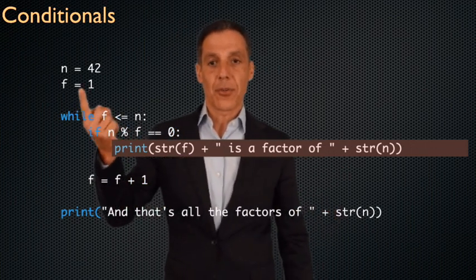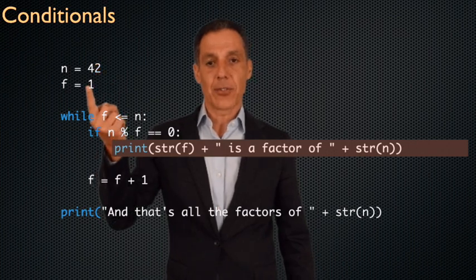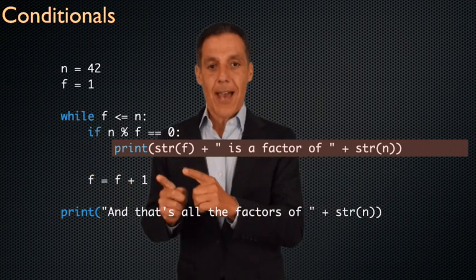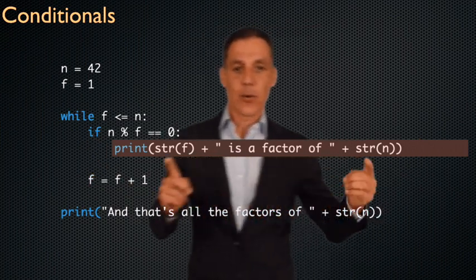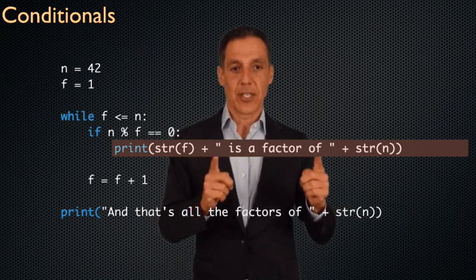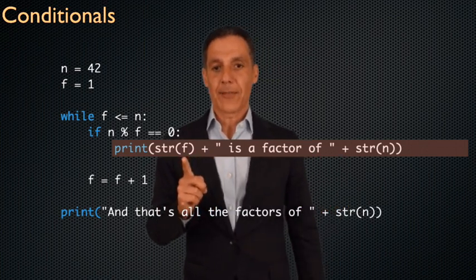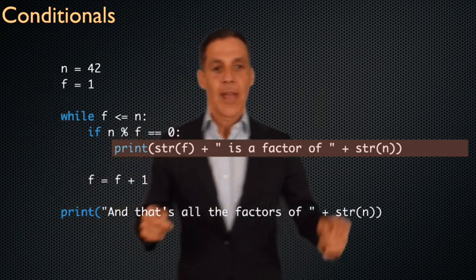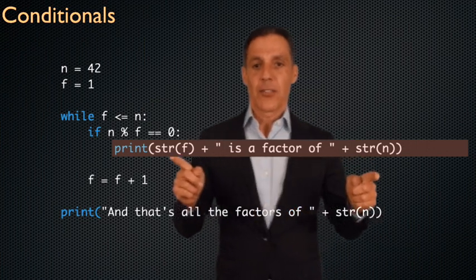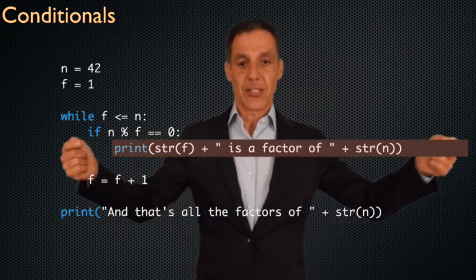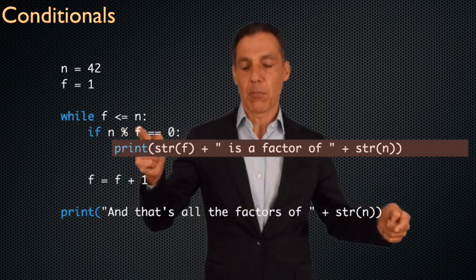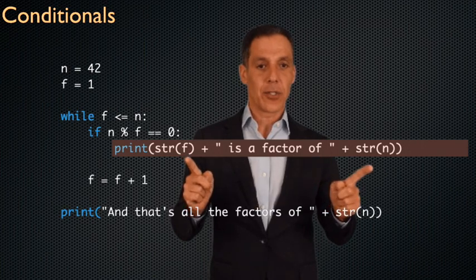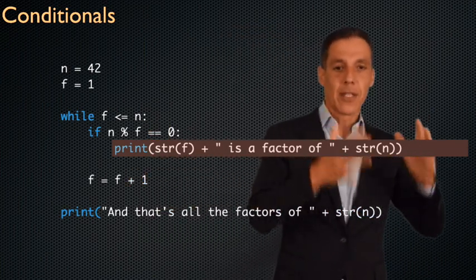So 1, 2, 3, all when 42 is divided by those numbers, the remainder will be identically 0, and then I'm going to print f is a factor of n. And notice again that I'm doing string concatenation here. That's my is a factor string. So I have to convert f, which is the number I'm currently checking to see if it's a whole factor, and then n I have to convert as well. So on the first iteration of this, the conditional will be true because 42 mod 1 is equal to 0. It'll convert 1 to a string, it'll convert 42 to a string, and it'll print 1 is a factor of 42.